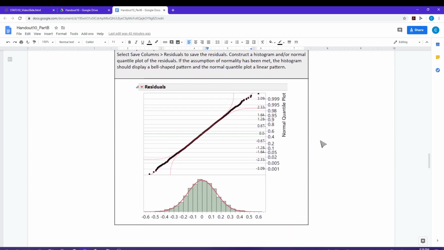The normality assumption is checked by just saving out your residuals and making a histogram of those. You can overlay a bell curve on that, or you can just look at the normal quantile plot as I have shown here. This would be an ideal pattern here.